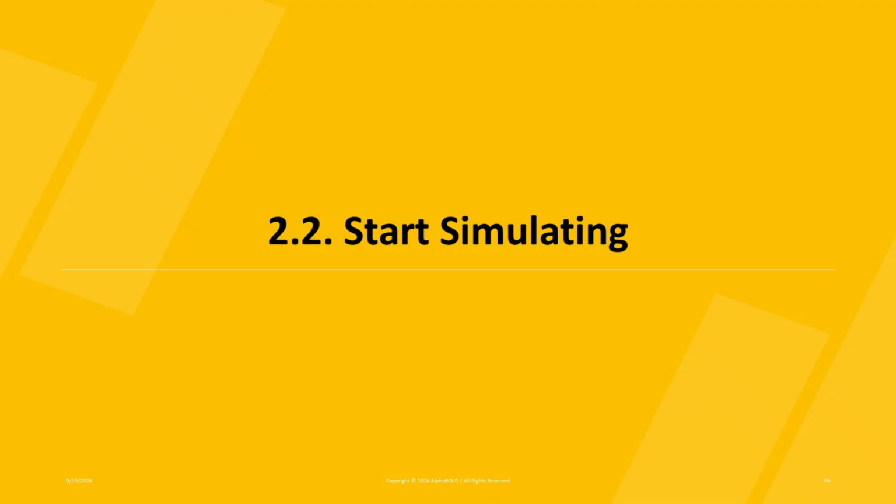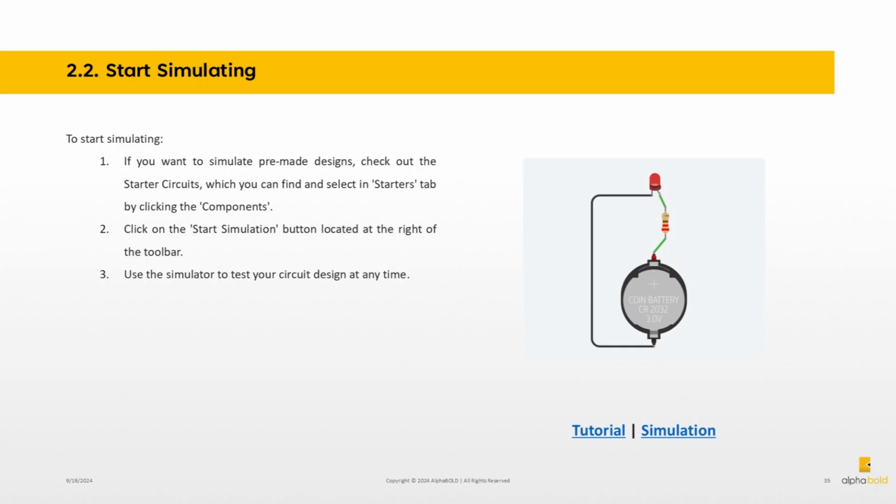Start simulating. To start simulating, if you want to simulate pre-made designs, check out the starter circuits, which you can find and select in the Starters tab by clicking the components. Click on the Start Simulation button located at the right of the toolbar. Use the simulator to test your circuit design at any time.